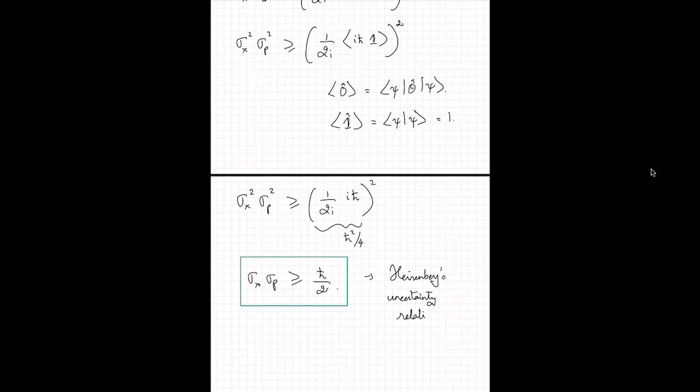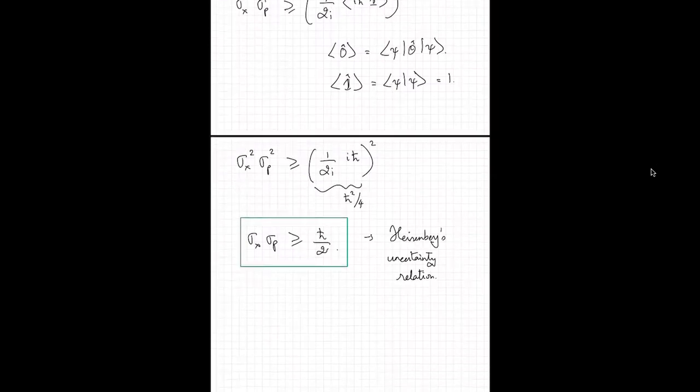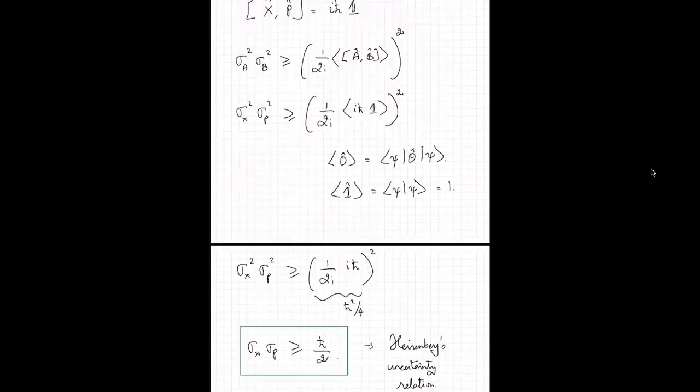as applied to the x and p operators, but note that this applies to any two operators that do not commute. As long as the operators don't commute, if you look at this equation, the right hand side is non-zero. Okay, if two operators do commute, then of course I can measure them accurately simultaneously, no problem.